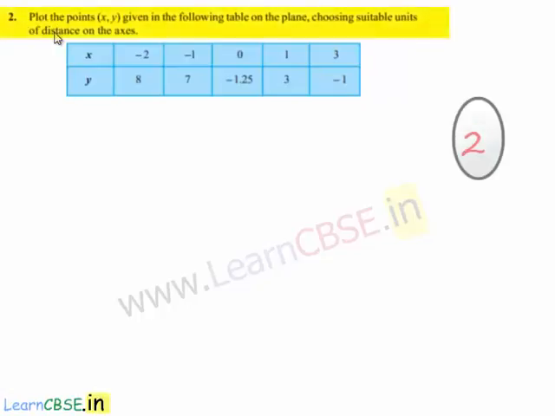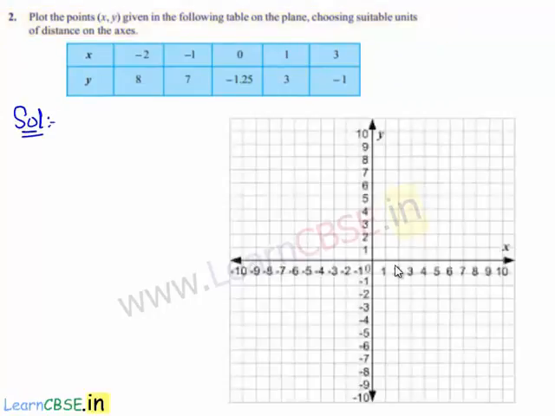Coming to question number 2, plot the points (x, y) given in the following table on the plane, choosing suitable units of distance on the axis. And the table with the values of x and y is given. Moving on to the solution, let us draw the coordinate plane. Here, the horizontal line represents the x-axis and the vertical line represents the y-axis.